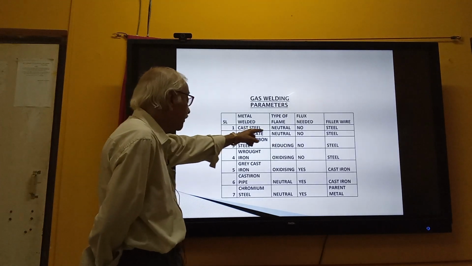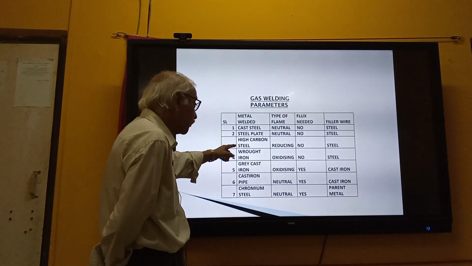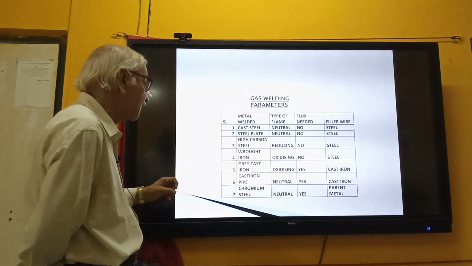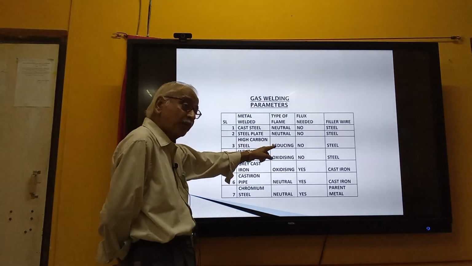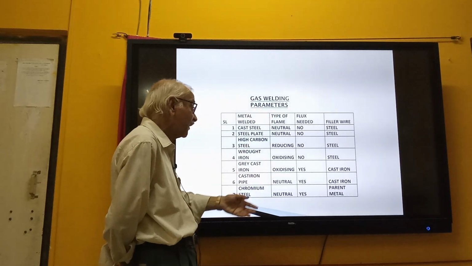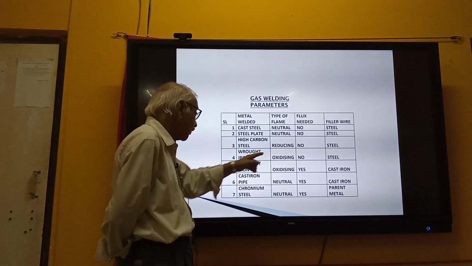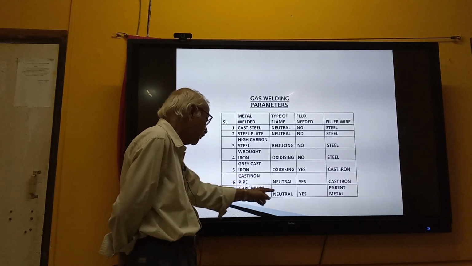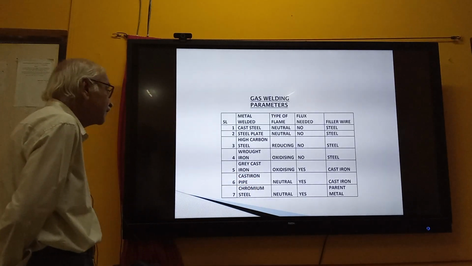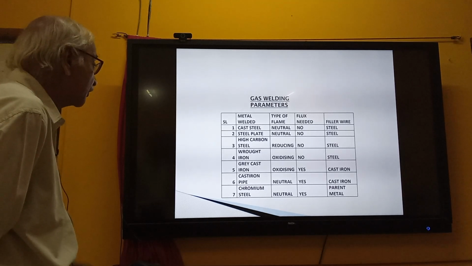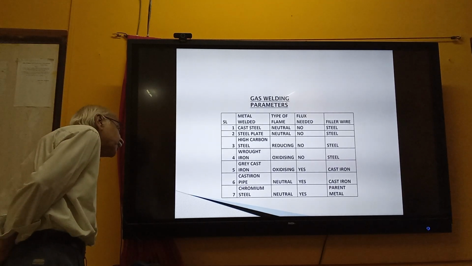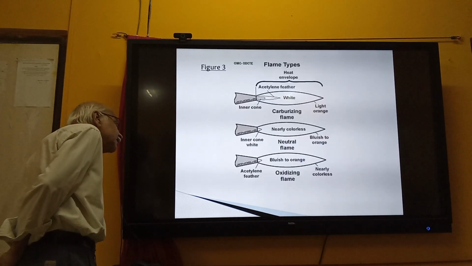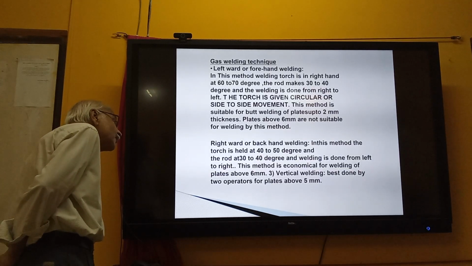In steel plate we use neutral flame. In high carbon steel, as I said, high carbon steel and alloy steel have got an affinity for oxygen, so there we use reducing flame, where acetylene is more and oxygen is less. And wrought iron is oxidizing, grey iron is oxidizing, cast iron pipe neutral, and chromium steel is neutral flame, and mild steel is always neutral flame. So these are the uses of the different flames, and I do not want to go into the technique now.